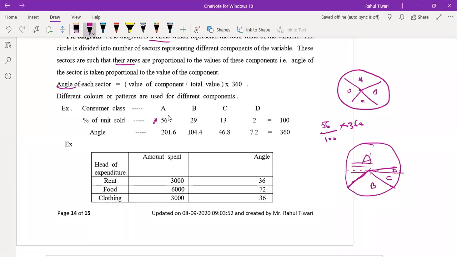I can say A is like this, B is like this. This is your B. This is your C, and finally last one is the D, like that. Okay. So this is the way you can draw the pie chart.